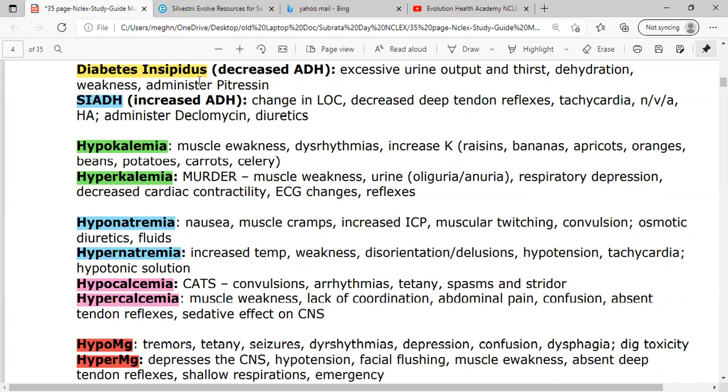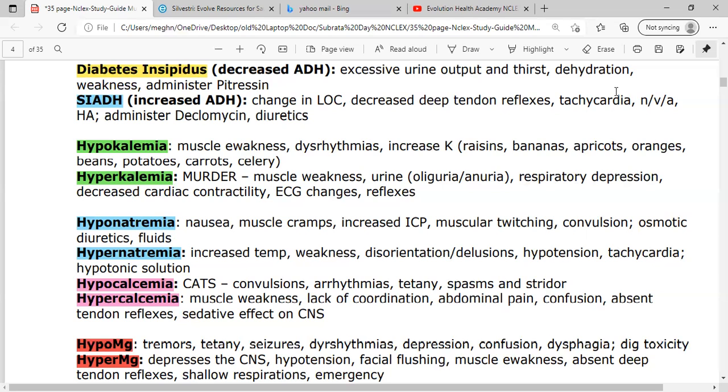But diabetes mellitus is a problem of the insulin. But diabetes insipidus is a problem of decreased ADH. Excessive urine output, and the patient feels thirsty, dehydrated, and weak, and we administer Pitressin.